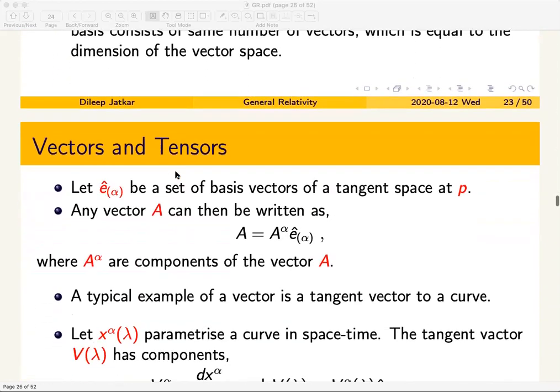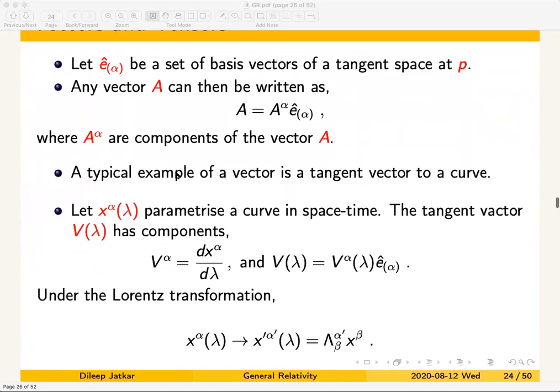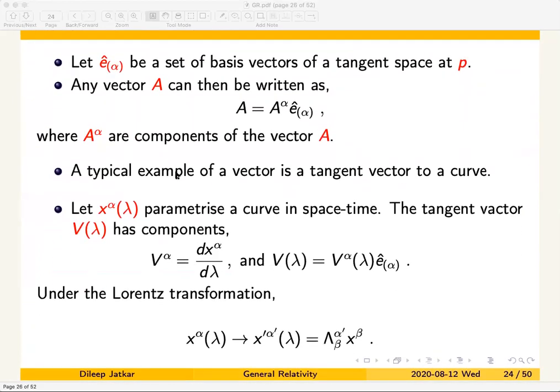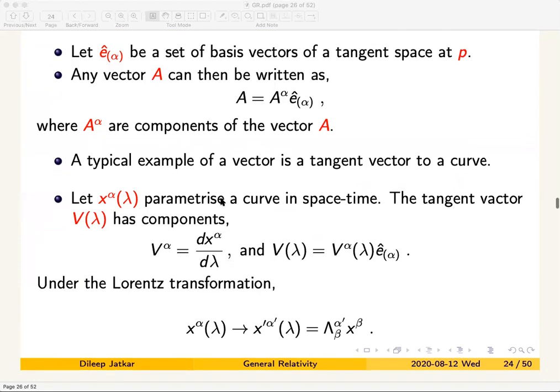Let us define basis vectors for the tangent space. Let e-hat_alpha be a set of basis vectors of the tangent space at point P. Then any vector A which belongs to T_P can be written as A^alpha e-hat_alpha. This is how you would decompose a vector in terms of basis elements and the components of the vector. We call A^alpha the components of the vector A. A typical example of a vector is a tangent vector to a curve.